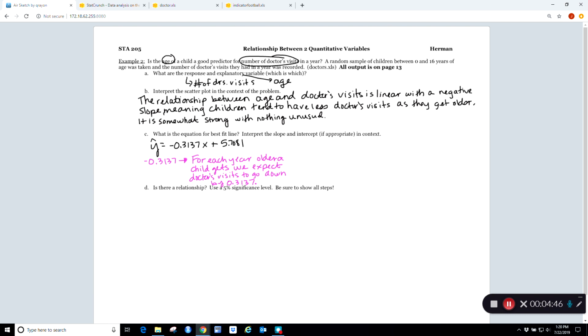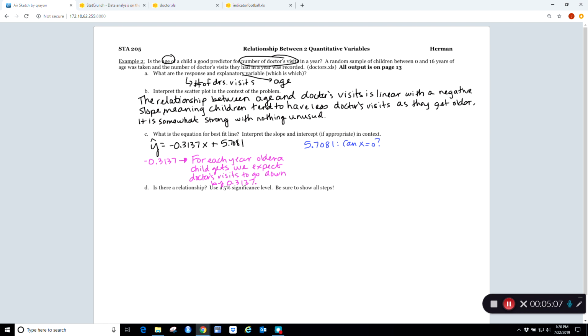Okay, now let's talk that intercept. And if you remember, there are 3 questions we're going to go through. So the first one is, can x equal 0? Well, x is our age of a child. So the question is, can a child be 0 years old?